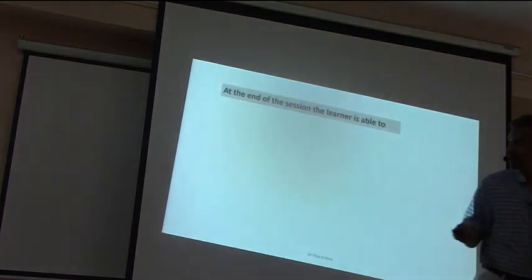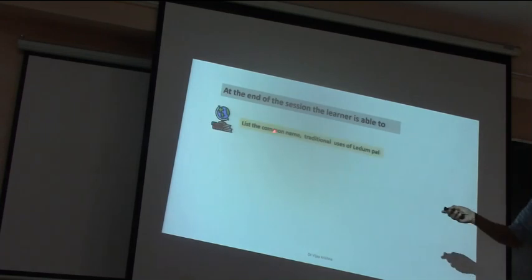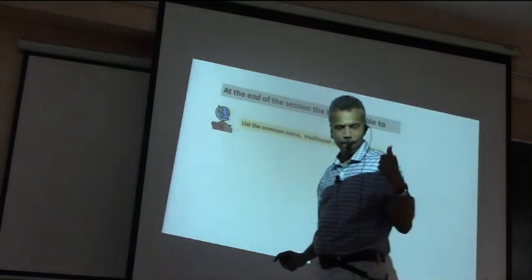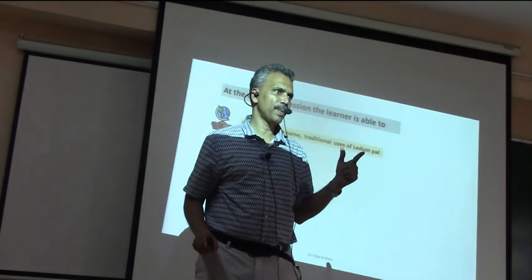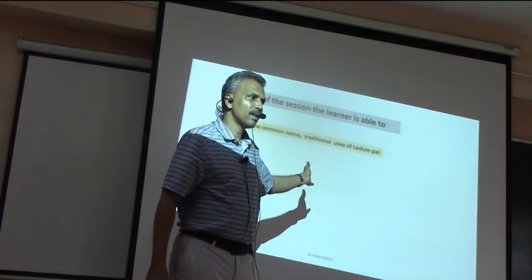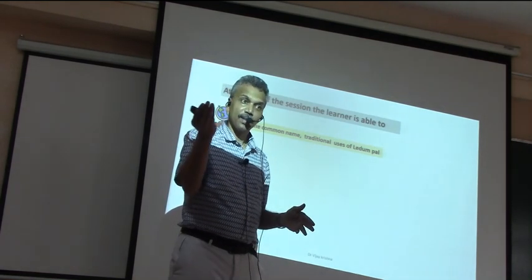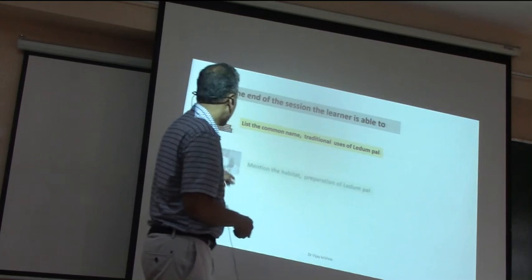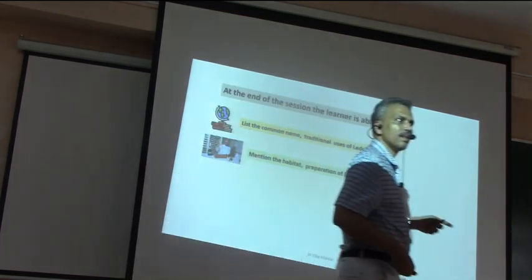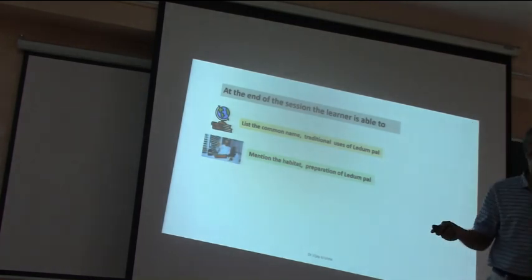And before we close, this is what we started. At the end of the session, the learner will be able to list the common name. Common name? Marsh tea, wild rosemary. Before it was used for throat infection, cough, bronchitis, whooping cough. That was before Dr. Hahnemann proved it. And second thing is habitat. Very good. And preparation, tincture.